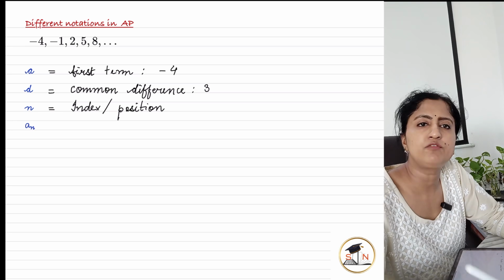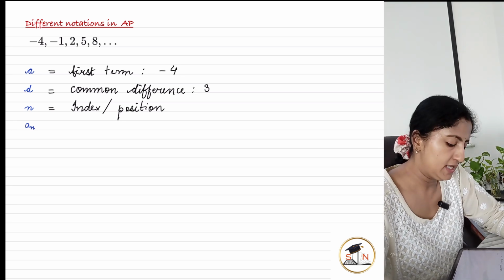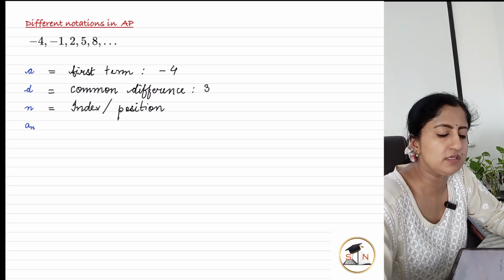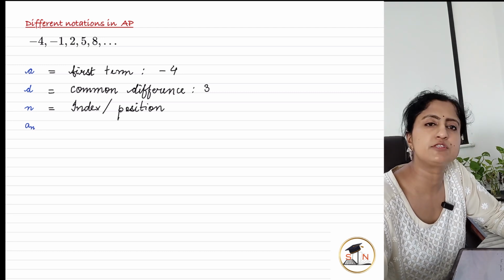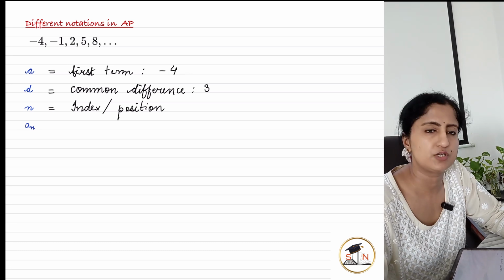Like you all have roll numbers in your school. You get your roll numbers, admit cards for your exam, right? The roll numbers are always a natural number. They're never going to be 0. They're never going to be negative, fraction, decimal, right? Similarly, position for any number, any term is also always a natural number.